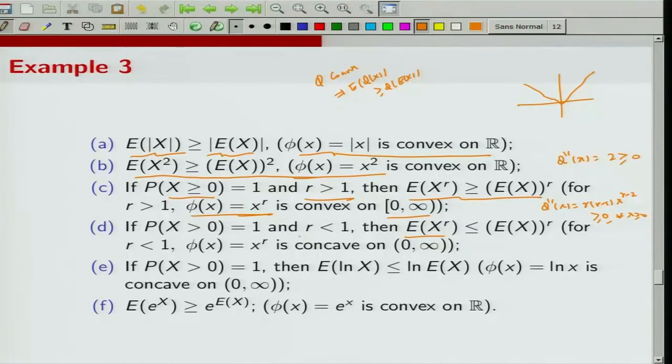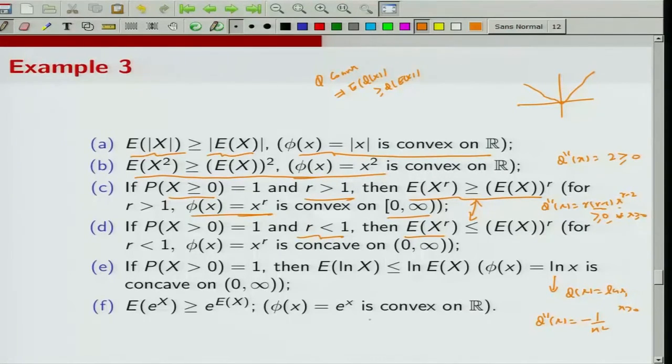Same example, let us now take r to be less than 1. If r is less than 1, r minus 1 is negative, x is positive, so this quantity would be less than or equal to 0. So this becomes a concave function. If it is a concave function, then the inequality gets reversed. So for r less than 1, the inequality would be the other way. Now let us consider phi x equal to log x, where x is greater than 0. If I look at the double derivative of this, it becomes minus 1 upon x square, which is a concave function.